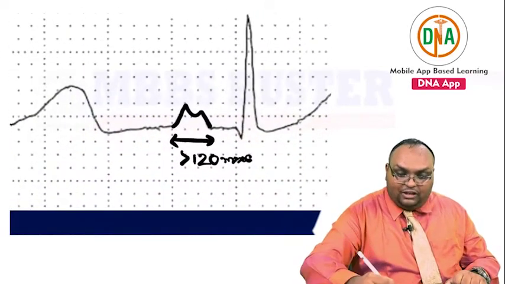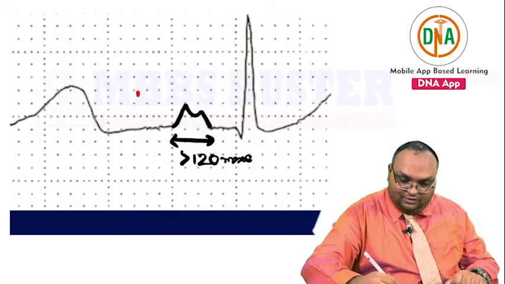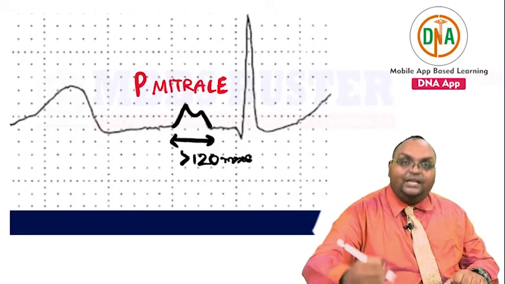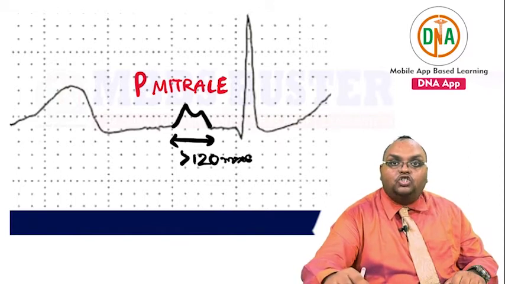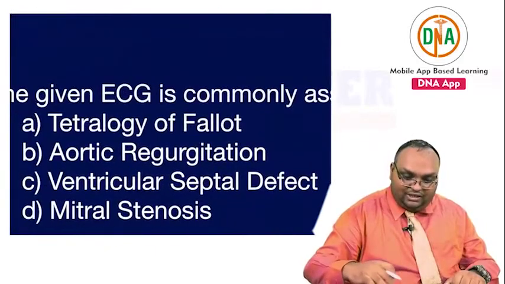So what is the name of this condition? Yes, it is P mitrale. Told you, na? P pulmonale is a tall P wave seen in pulmonary arterial hypertension associated with right atrial hypertrophy, and if you have a bifid or a notched P wave, seen in mitral stenosis associated with left atrial hypertrophy, it is P mitrale. So P mitrale is associated with mitral stenosis, and the answer is pretty clear.